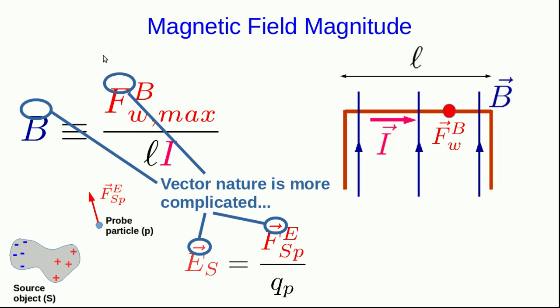And finally, note that there are no vector symbols here. That doesn't mean this isn't a vector relationship, but the vector nature of it is somewhat complicated. It involves a right-hand rule. I can't just put a vector symbol on the B and a vector symbol on the force. That would imply they're in the same direction, and they aren't. They're perpendicular to each other.